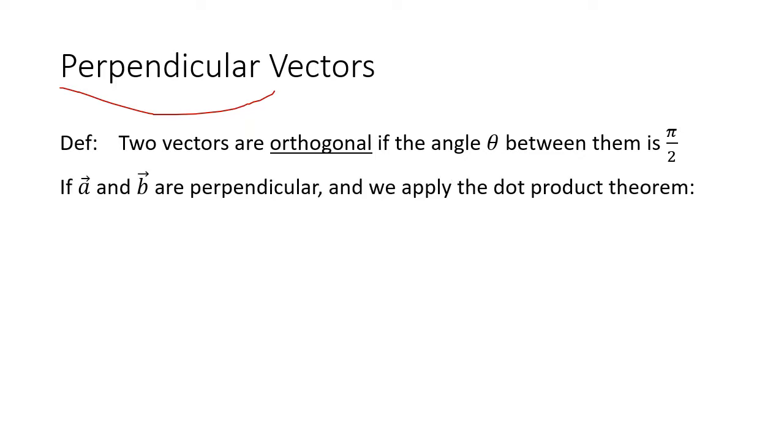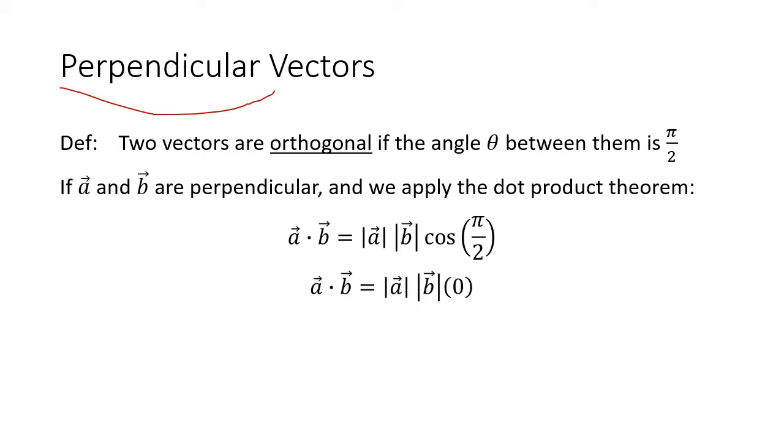Now, if two vectors are perpendicular and we apply the dot product theorem, what's going to happen? Well, a dot b is equal to the magnitude of a times the magnitude of b times cosine of that theta. But in this case, theta is pi/2. And what's cosine of pi/2? Well, it's 0.